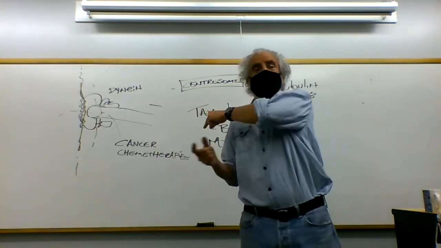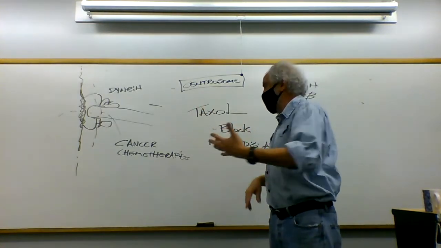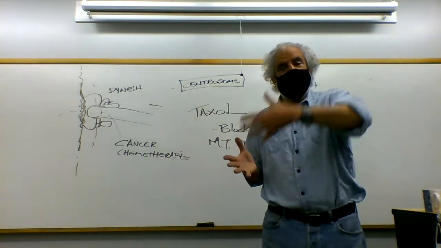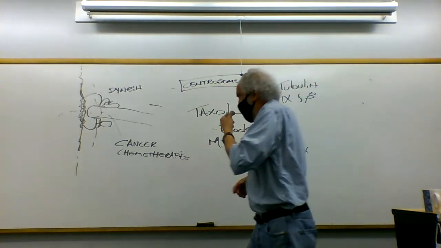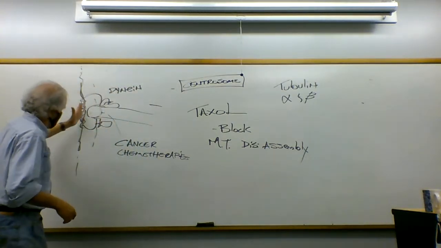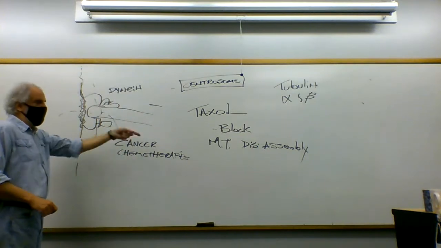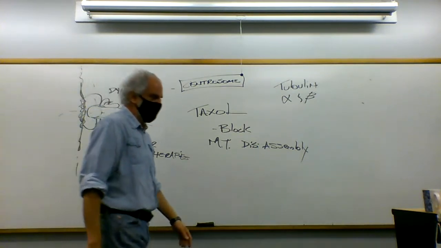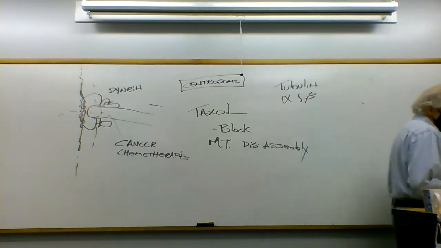So Taxol is doing the opposite of vincristine and vinblastine. Vincristine and vinblastine are inhibiting the polymerization. Taxol is inhibiting the deconstruction. And because you have to have this end falling apart before the chromosome can be pulled back, or as the chromosome is being pulled back, it also will block mitosis. There you go.